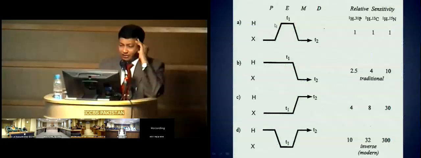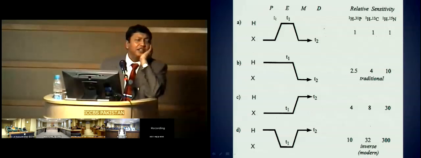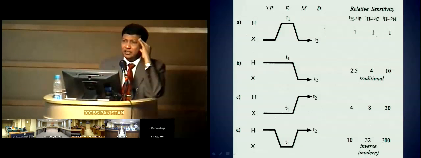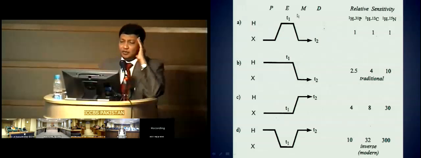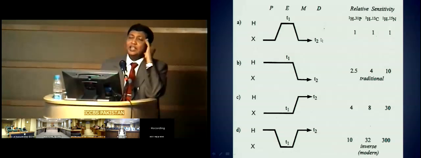This I like very, very much, and this is extremely easy. I hope you would like it. P means preparation, E means evolution, M means mixing, and D means detection, finish at the end of the day. So this is one experiment in which you transfer polarization from X to H and then from H back to X for detection. There is no net increase in the intensity because you have done a reverse.